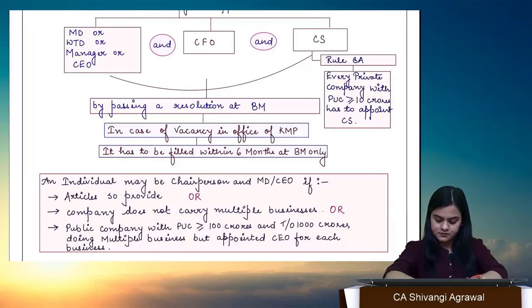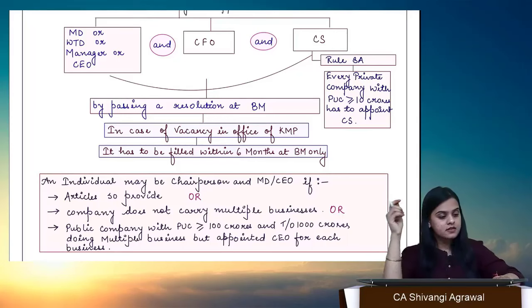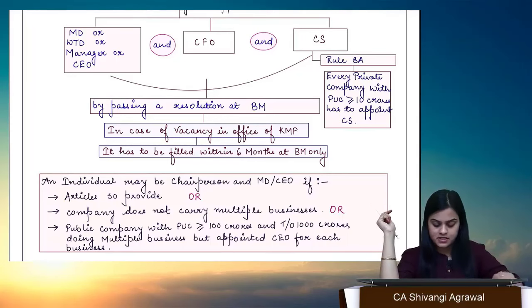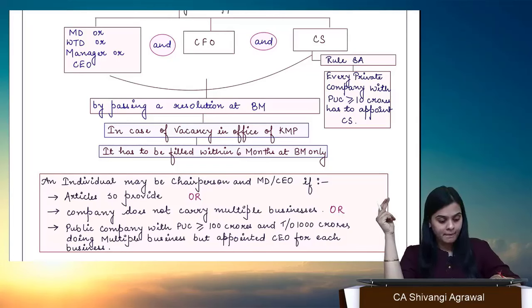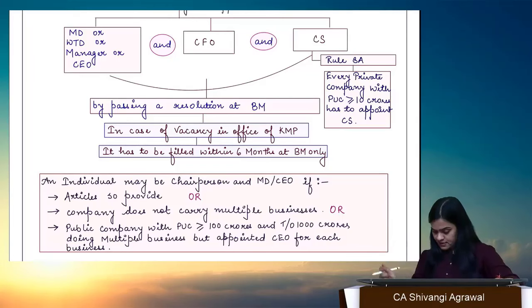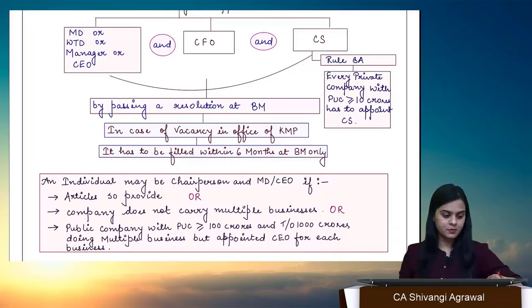Now, there is one more requirement, that one person cannot be MD as well as chairman at the same time. However, it is permitted if the articles so provide, the company does not carry multiple businesses, or even if the company carries multiple businesses and it has appointed a CEO for each business.